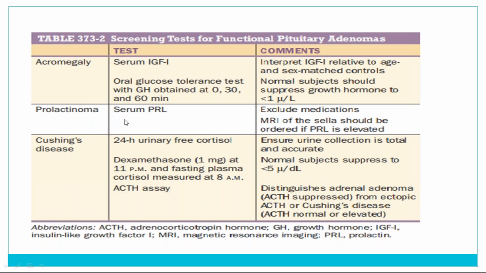Similarly, prolactinoma. Prolactinoma will cause excessive secretion of serum prolactin. So we should explore the drugs causing prolactinoma. All this we'll discuss again. And the third thing will be Cushing's disease.